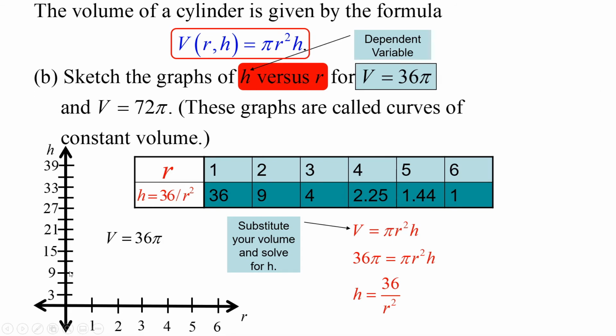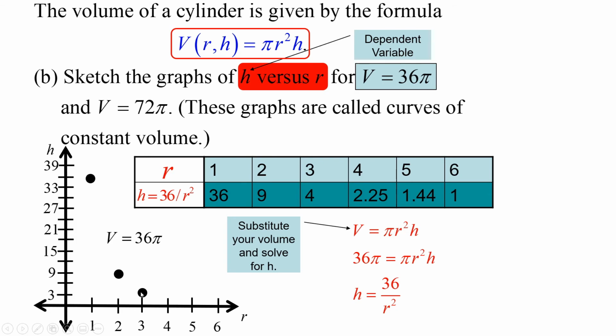Okay, so here we go. Note my R's, 1, 2, 3, 4, and so on. And I'm scaling my H-axis by 3s. So let's plot the point 1, 36. Right about there. Okay, 2, 9. 2 and 9. 3, 4. Okay, that's going to be about right in there.